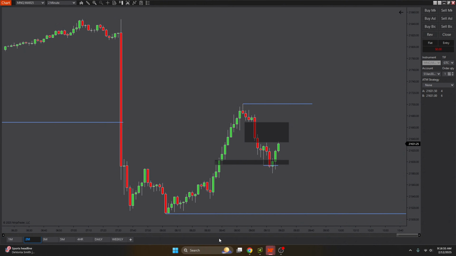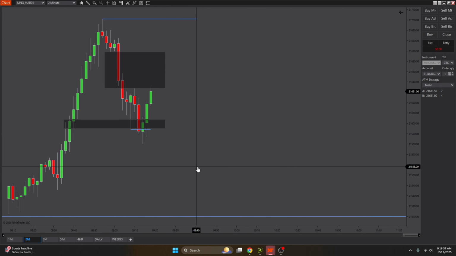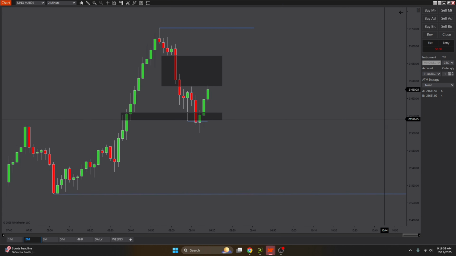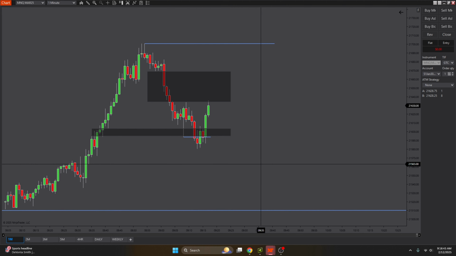So we have our market structure shift, right? I don't think we got it right there. Continue to watch here. I risk dollar amount, not points. So we'll see. Look at that breakup. This is looking nice to long here.